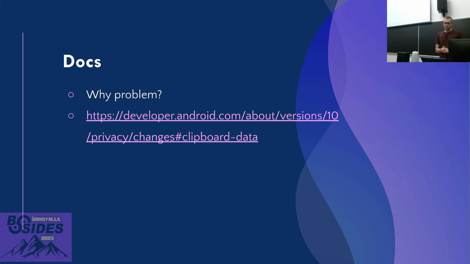So on Android, up through version 9, it worked the same as your Windows system. If you copy data on the clipboard, any app on the device could read that at any time until you changed it and copied something else onto the clipboard. Starting in Android 10, Google changed that. So now, when you copy data to the clipboard, only the application that more or less is currently open and you're using has access to the clipboard.